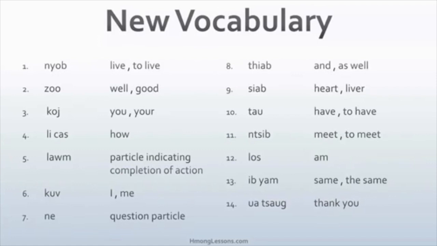Okay, the new vocabularies very quickly. Number one, Nya. Nya is live, to live. Zhong, well, good. Ga, you, yours. Li jia, how. Lao is a particle indicating completion of action. Gu, I, me. Ne, question particle. Tia, and as well. Xia is the liver, translated into heart. Ten, Dao, have, to have. 11, Ji, meet, to meet. 12, Long, and 13, Iya, the same. 14, Ocho.